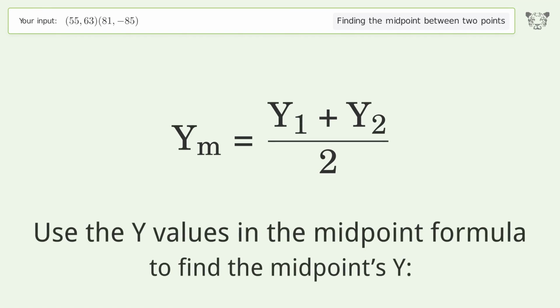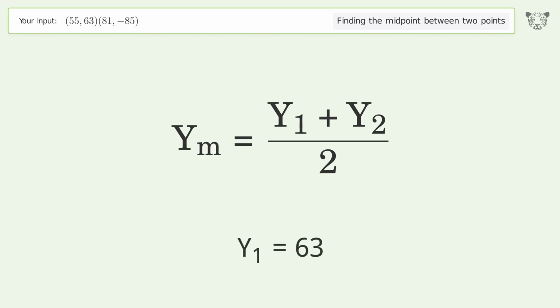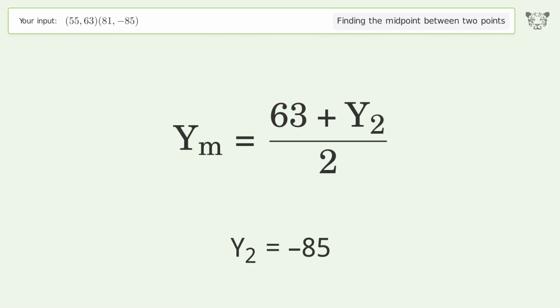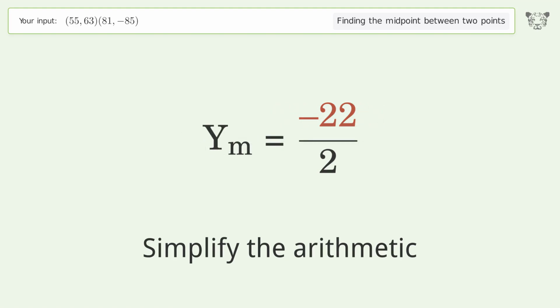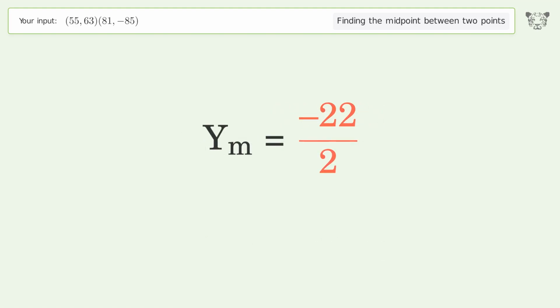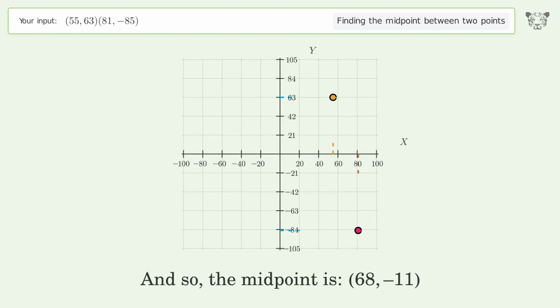Use the y values in the midpoint formula to find the midpoints y. y1 equals 63. y2 equals -85. Simplify the arithmetic. And so, the midpoint is 68, -11.